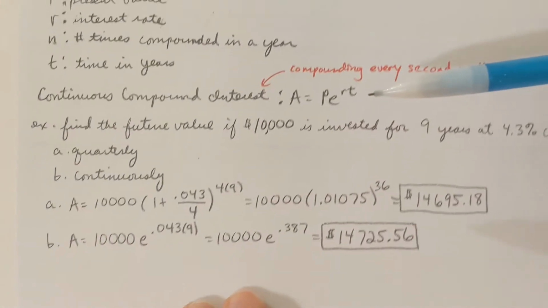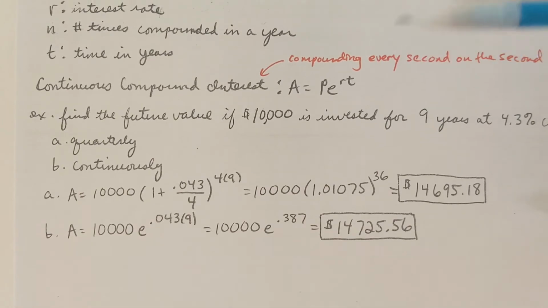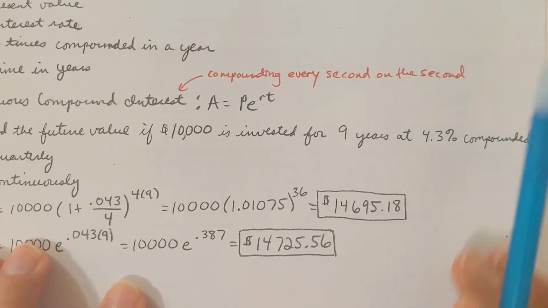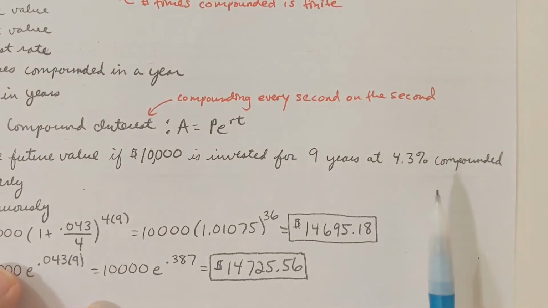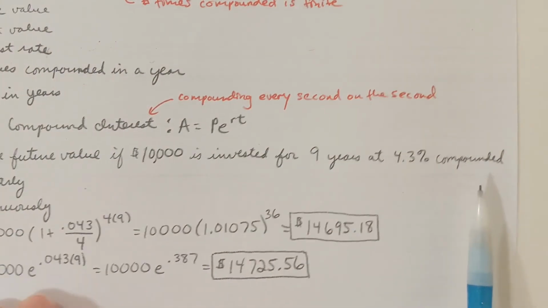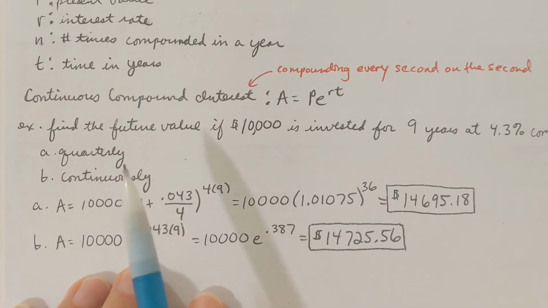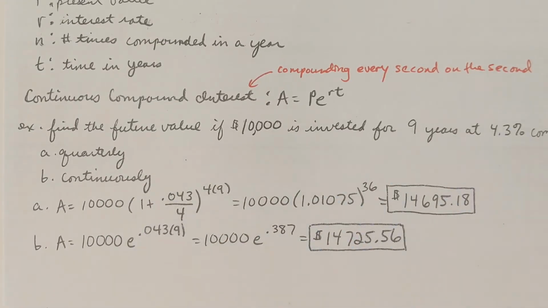Okay, so let's look at an example here. Part A, find the future value if $10,000 is invested for 9 years at 4.3% rate, compounded. Part A is quarterly, part B is continuously. So part A, quarterly, that means that 4 times in the year we're going to gain additional interest on top of the money that we've already got sitting there in the bank.